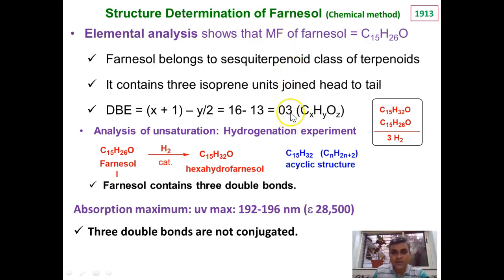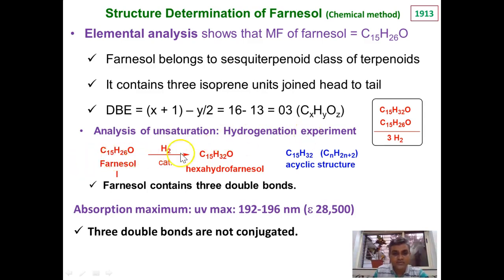It means that farnesol molecule may contain 3 double bonds. It may contain 3 rings, or it may contain 2 double bonds plus 1 ring, or 1 double bond plus 2 rings. That is a combination of ring plus double bond. So in the incoming investigations, we have to find out this nature of unsaturation. To find out this unsaturation nature, a hydrogenation experiment is performed.